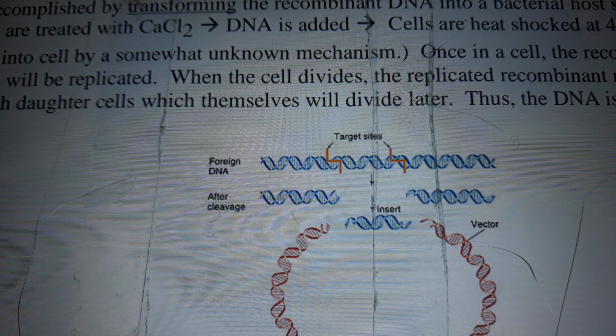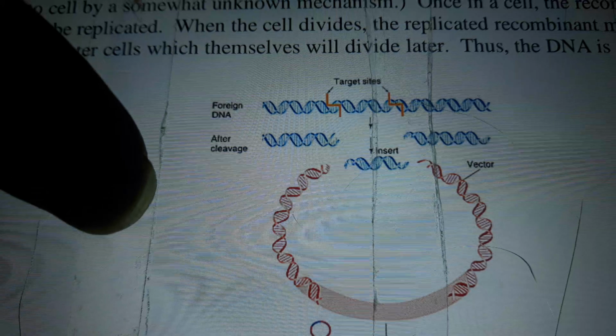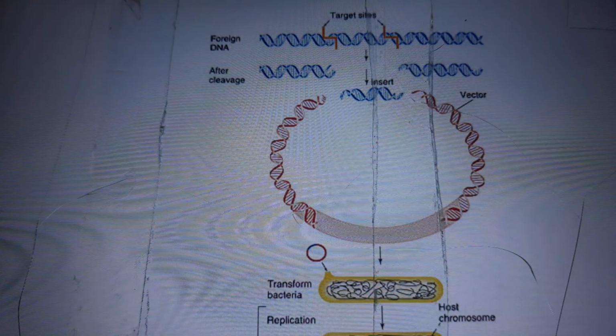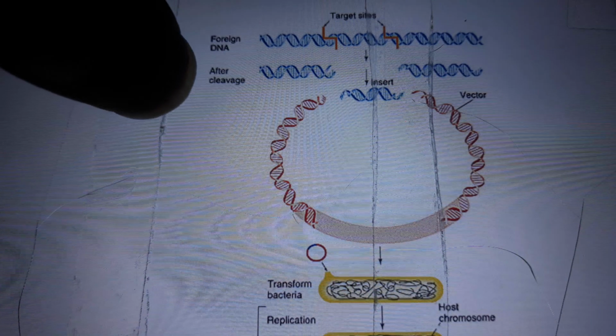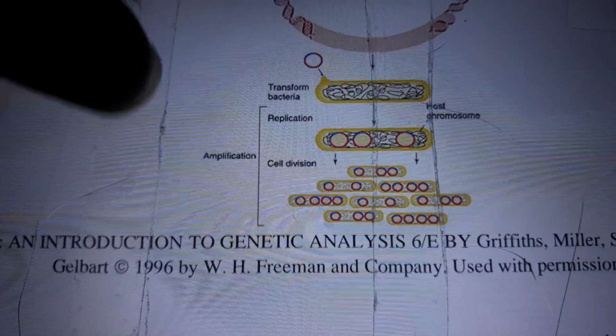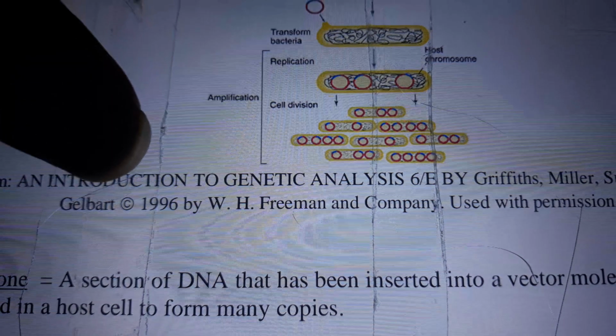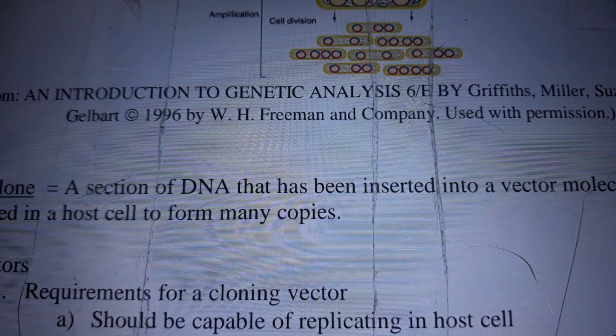Once in a cell, the recombinant DNA will be replicated. When the cell divides, the replicated recombinant molecules go to both daughter cells, which will divide later. Thus, the DNA is amplified. You have the target sites, foreign DNA, after cleavage, DNA entering the vector. They transform bacteria, which is replication, host chromosomes, cell division, which is amplified to give the newly formed clone.